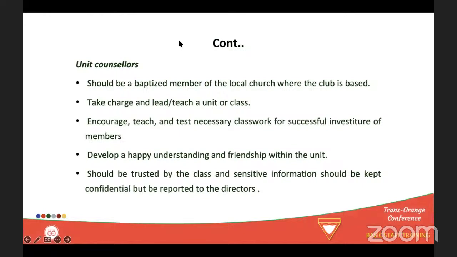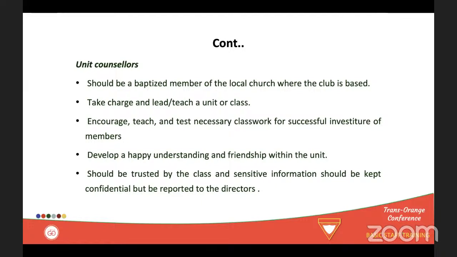Next slide is unit counselors. The unit counselors should be baptized members of the local church where the club is based. They take charge and lead or teach a unit or a class. They encourage, teach, and test necessary classwork for successful investiture of members. Develop a happy understanding and friendship within the unit. Should be trusted by the class, and sensitive information should be kept confidential, but be reported to the directors.